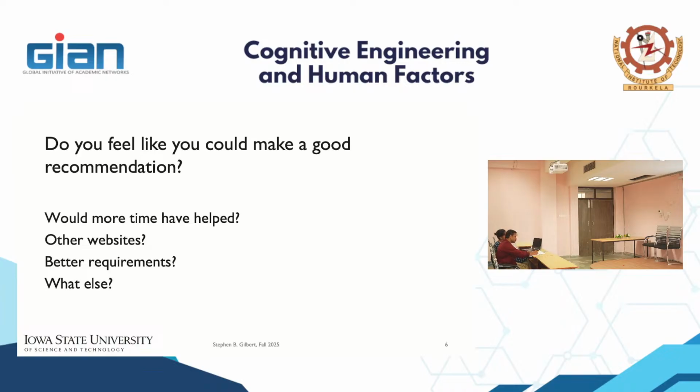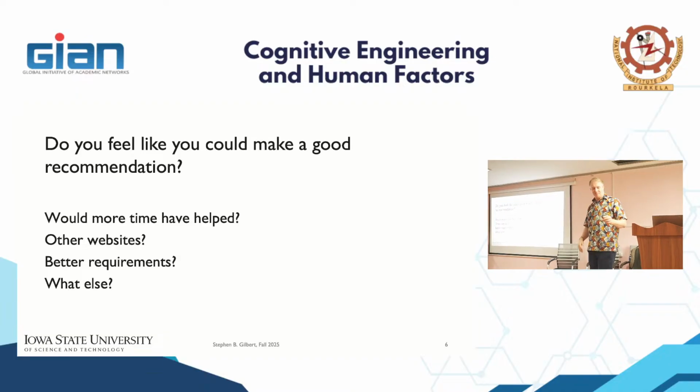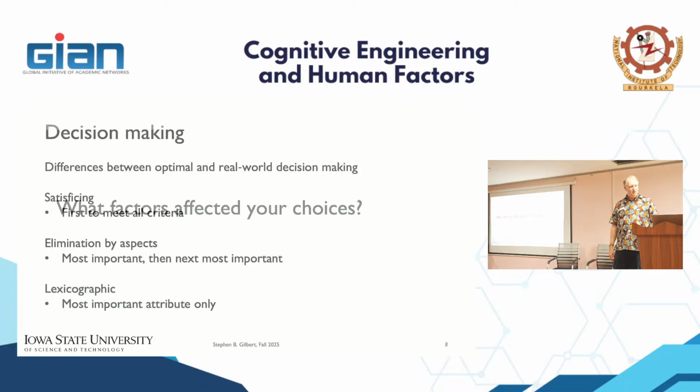You could say, oh, I needed better requirements. My job would have been easier if I had better requirements. That's another thing you can say. But often you don't have all the requirements, right? You have to make do with what you can. And so it turns out there's a whole science of people analyzing the way our brains take shortcuts the best we can. So let's look at the factors that affected you.